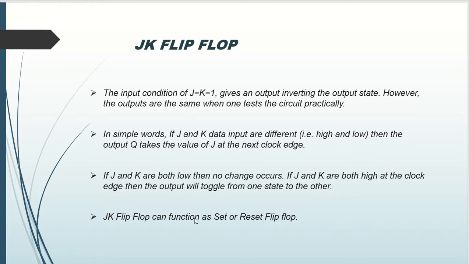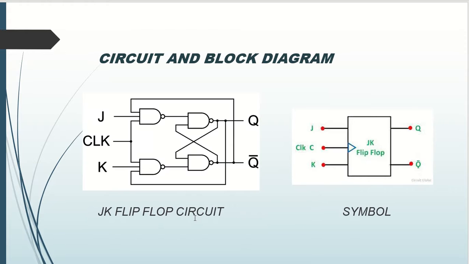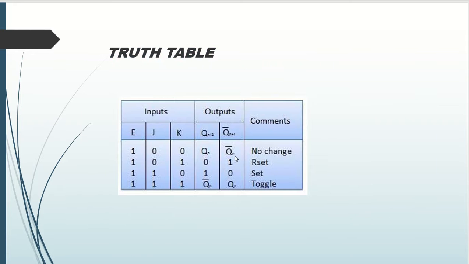To understand this clearly, we can use the truth table. Circuit and block diagram for JK flip-flop is here. Here the circuit diagram, here the symbol. Truth table for JK flip-flop is here. The clock pulse is always at 1. 00 means there is no change in previous state. 01 means reset to 0. 10 means set to 1. 11 means complement of previous state, that is toggle.